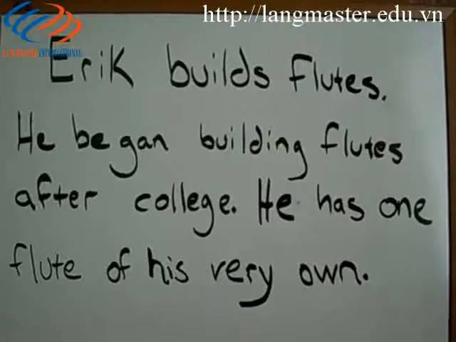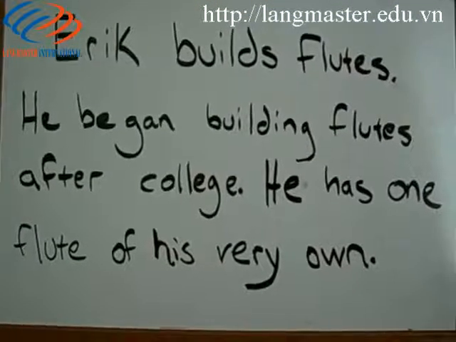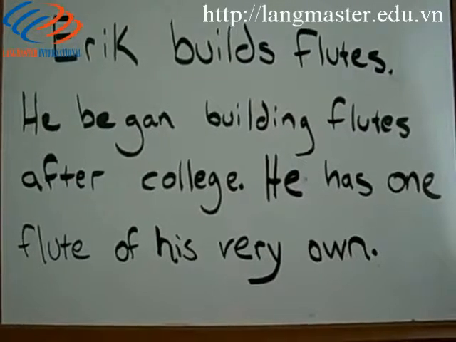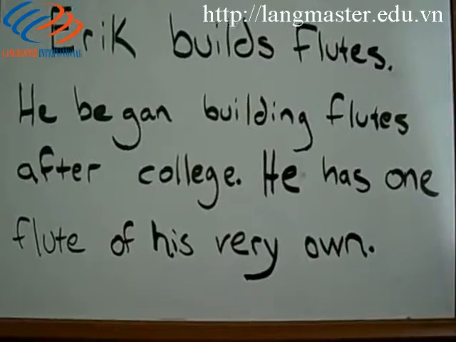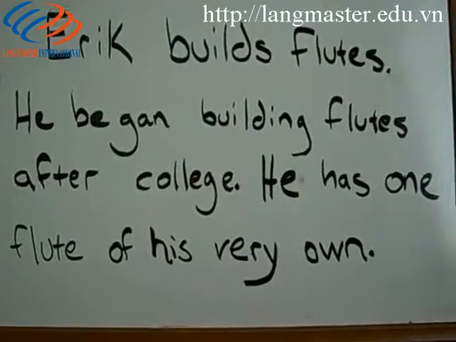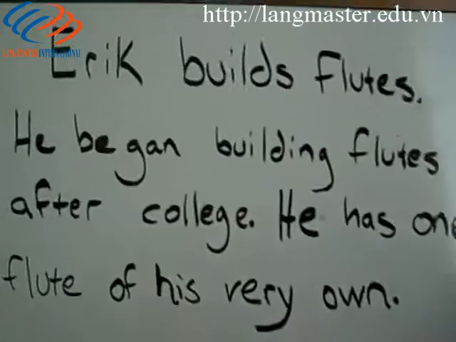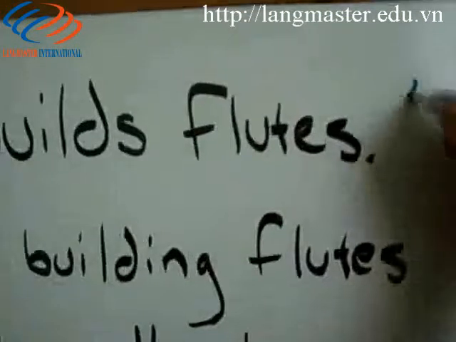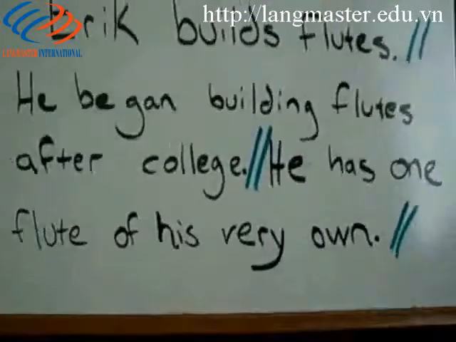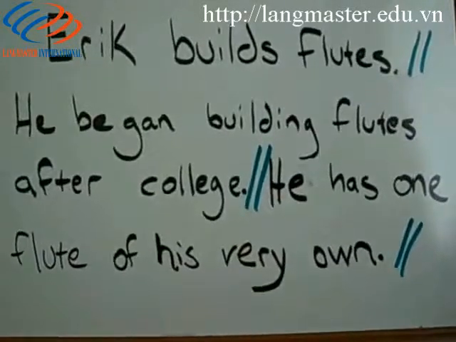Let me give you an example of falling intonation. Eric builds flutes. He began building flutes after college. He has one flute of his very own. Now we said intonation is a line of melody. In this example, we have 3 lines of melody. Let me show you. You can see that my 3 lines of melody are 3 sentences.